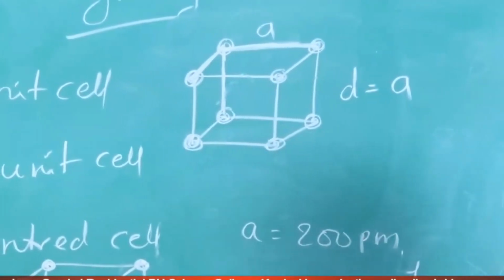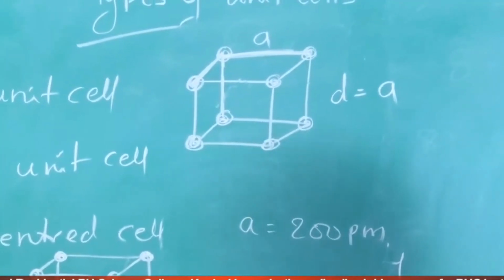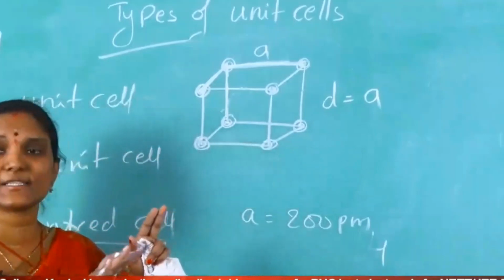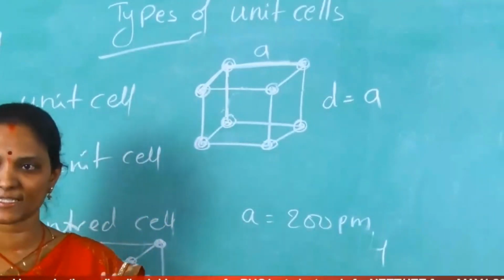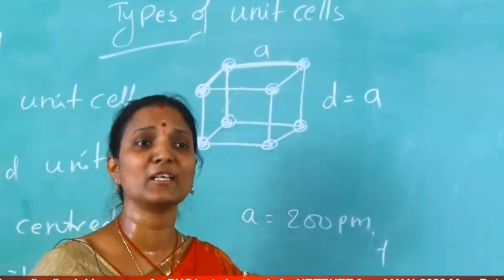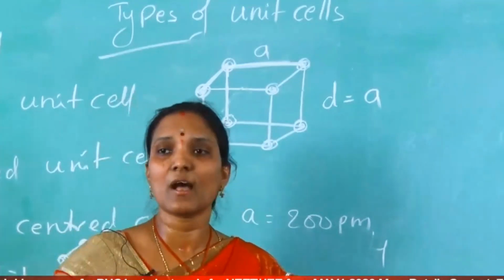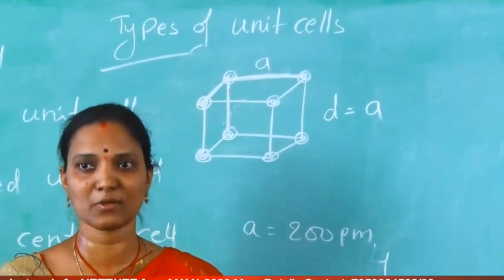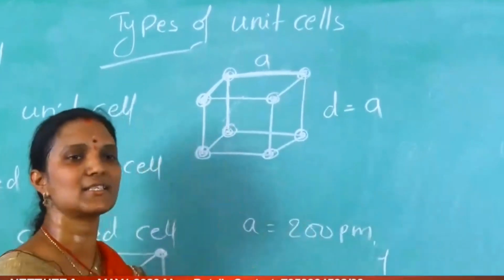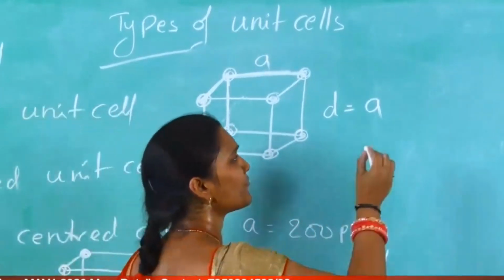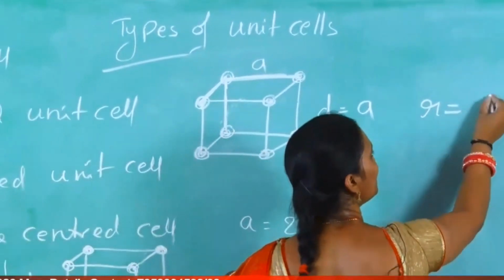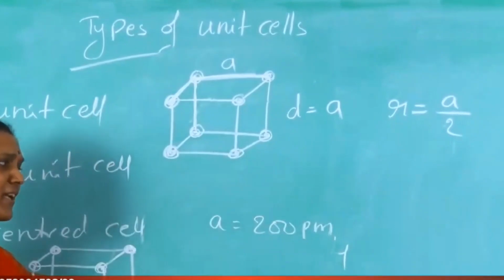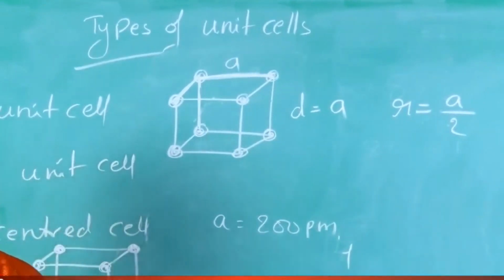Next, if the question is what is the radius of the particle in the primitive unit cell? Now we have the distance between nearest neighbors. Radius of the particle means, as we learned in periodic classification, half of the internuclear distance is equal to the radius. So half of this distance is equal to the radius. So what is the formula to find the radius in the primitive unit cell? a by 2.